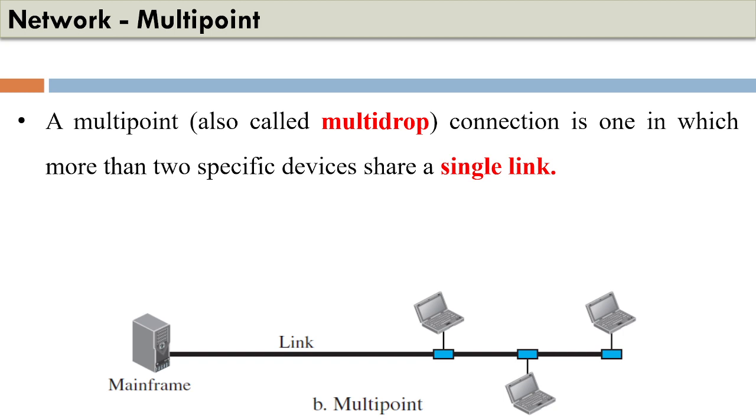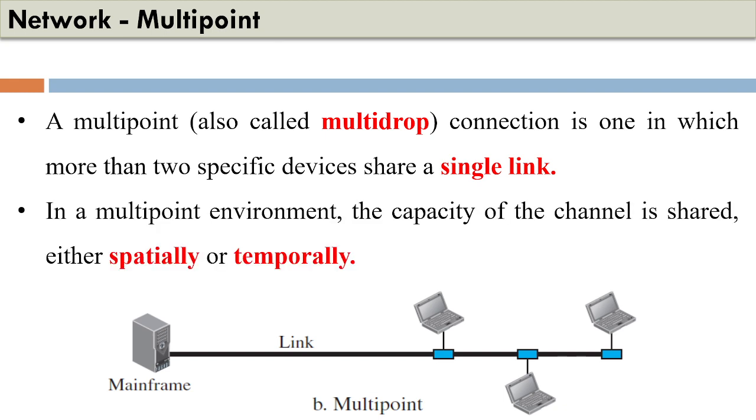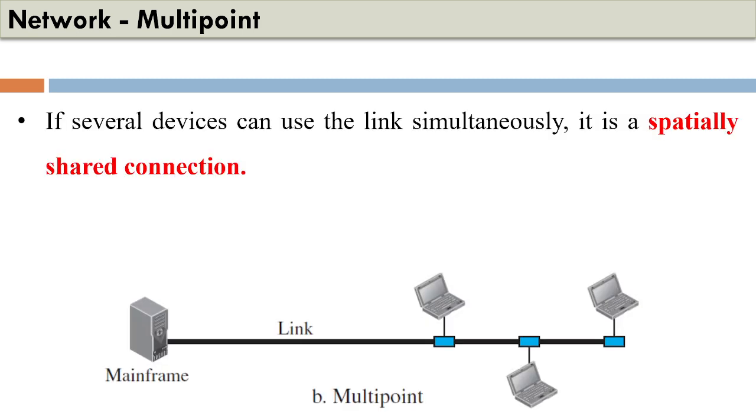Now let's have a look at multi-point. It is also called multi-drop. Suppose we have a link which is attached to a system which is the main system, and there are other ancillary systems which will be connected to this backbone. And in this single link, the other devices or equipment will be connected in a shared mode. That is, the channel is shared. It can be shared either spatially or temporally. If the devices use the link simultaneously, we actually have a spatially shared connection.